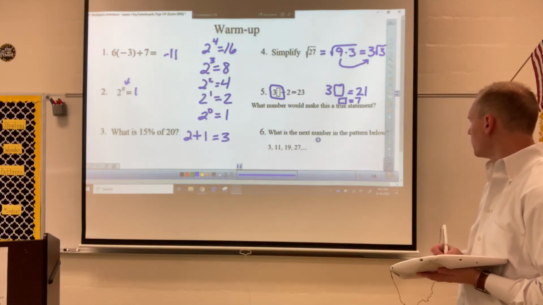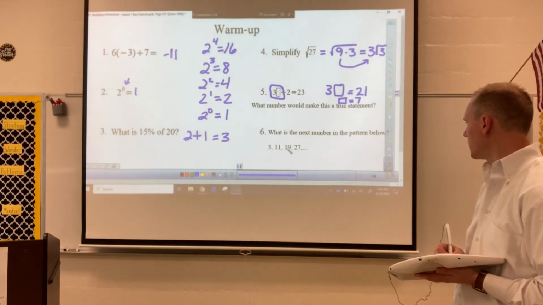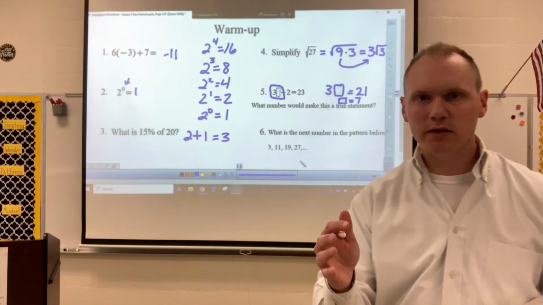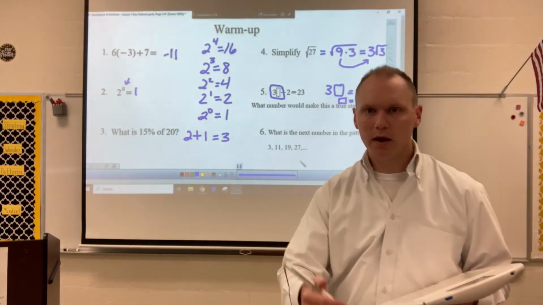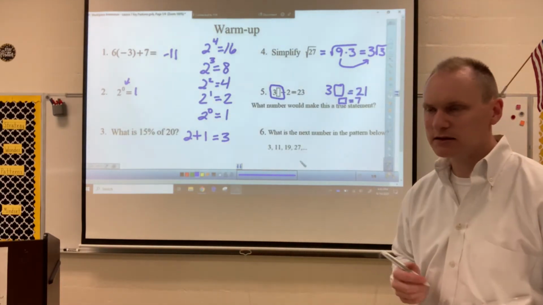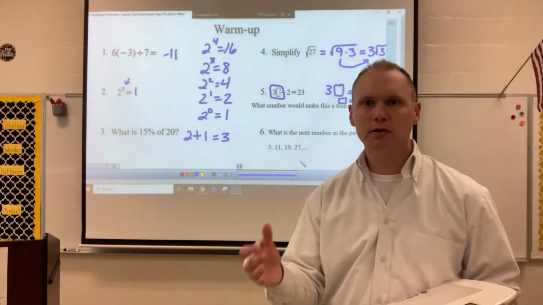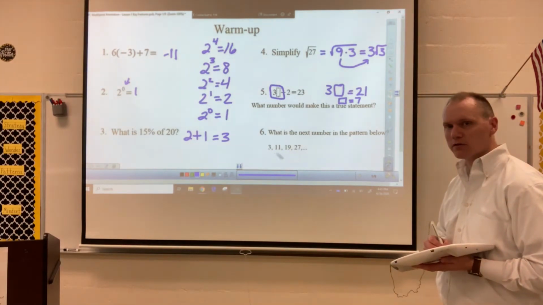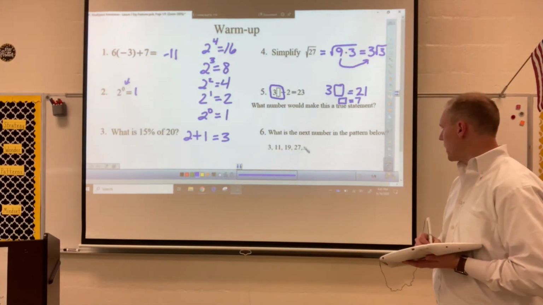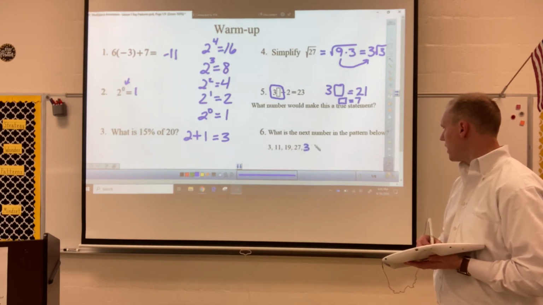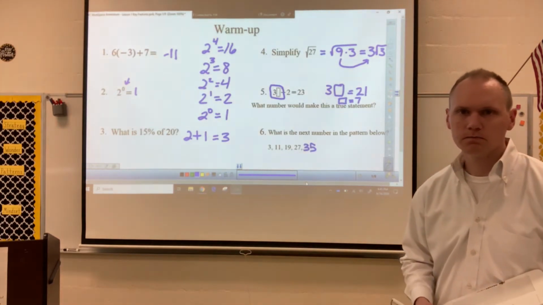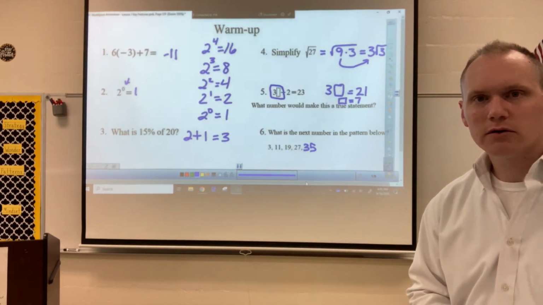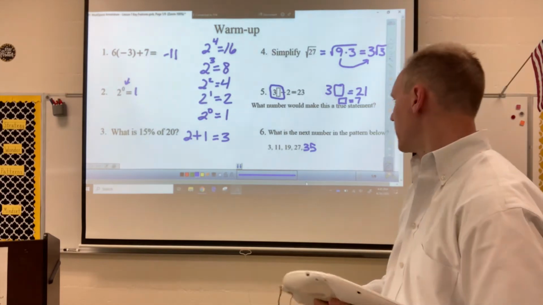All right, then up next, number 6, what's the next number in the pattern? We have 3, 11, 19, 27. As you remember, hopefully from Integrated Math 1, if we have that constant repetitive addition of something, in this case 8, then that's what we think about as a linear function or an arithmetic sequence. So we're adding 8 each time. That's what we call the common difference or slope. And so if we add 8 more, we're going to get 35 is the next term. All right. So hopefully that was a good warm-up to get you thinking about math for today.